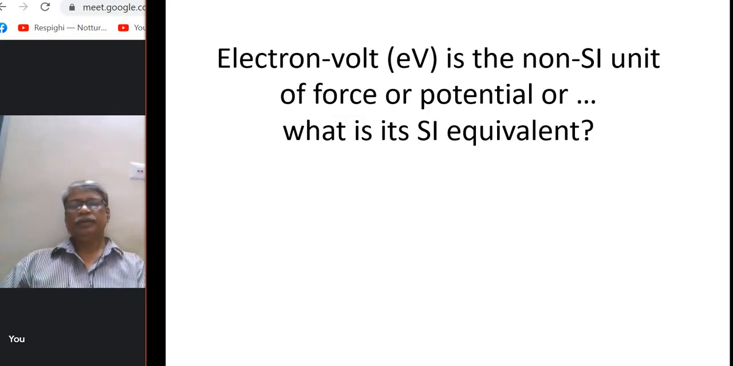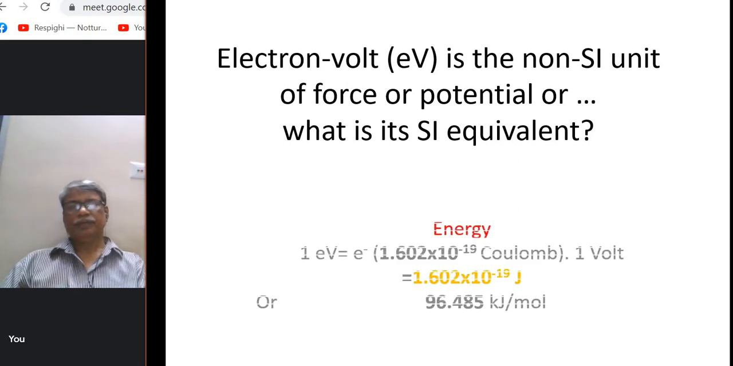The first question: electron volt (eV) is a non-SI unit of force, or potential, or something else, and what is its SI equivalent? After every question, if you want, you can pause, explore, and ponder on the question, and when you get ready with your answer, you can get back to the video and run. So let me give you the answer.